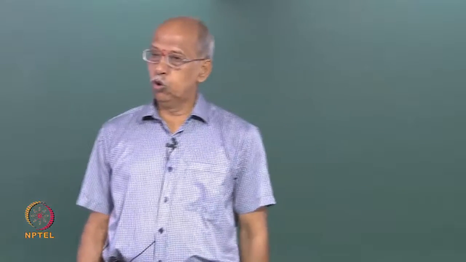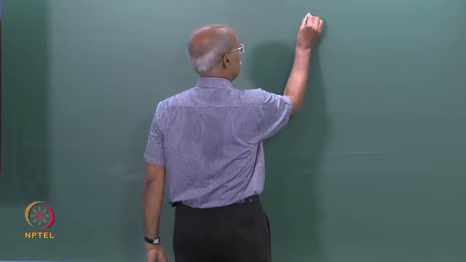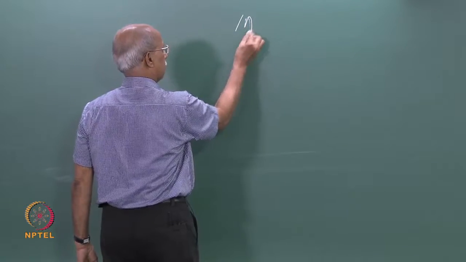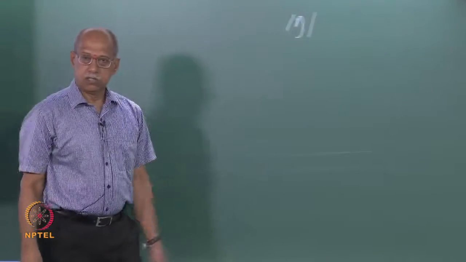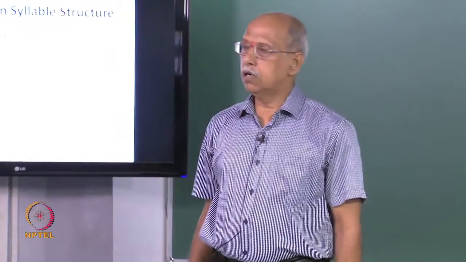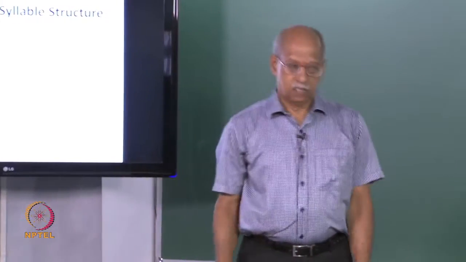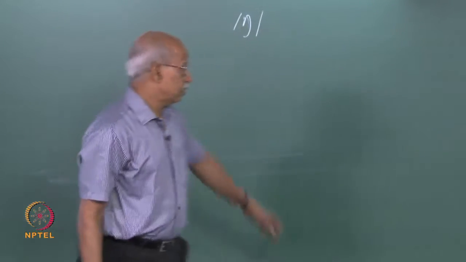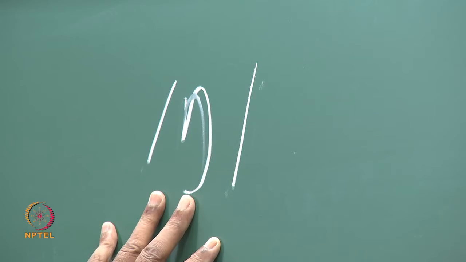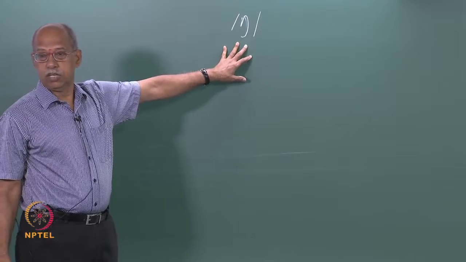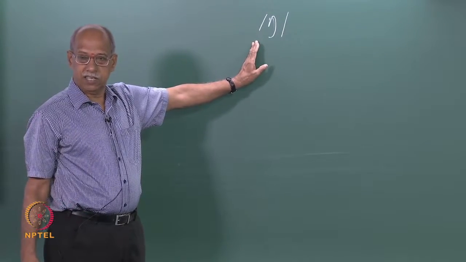In English, no word begins with this speech sound. What is this phonetic representation? Which sound does it represent? As in lung, as in king, as in wrong. You will find that no word begins with this sound. No syllable begins with this sound. It always comes at the end.